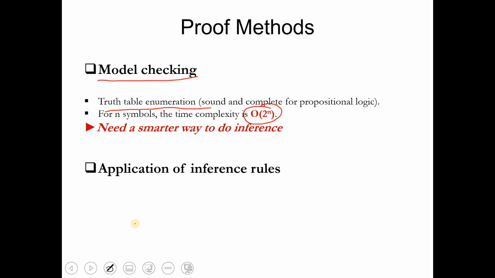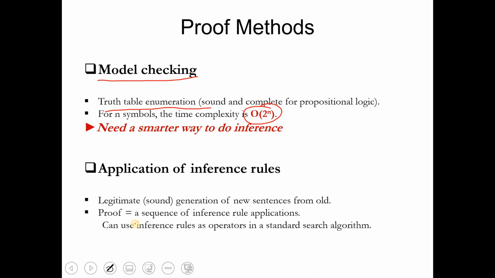So applications of inference: they are used to find out new sentences from the old sentences, new valid sentences. Legitimate means valid, sound sentences. Inference is also used to prove, for example, that the knowledge base and alpha have a relation. So we can use inference rules on standard search algorithms. We can use them also in our search process.